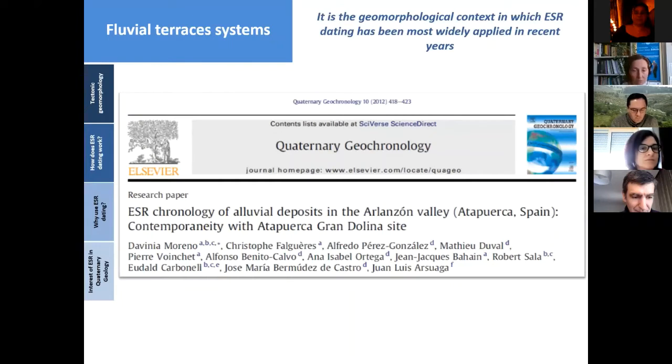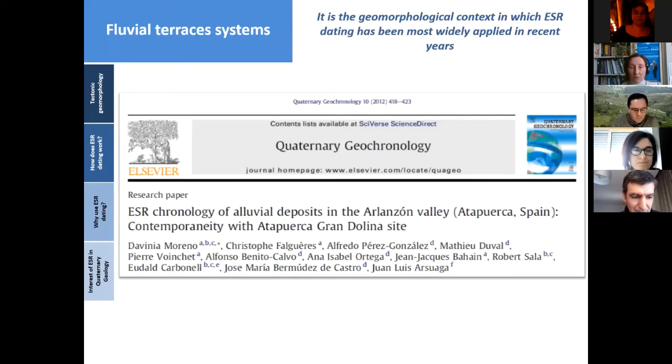For example, I myself applied this dating technique in the Arlanzón River, a tributary of the Duero River in Spain, closely linked with the development of the Atapuerca karst system. For those who don't know the Atapuerca karst system, it is an internationally very famous karst system because of the fossil remains that have been found inside the caves of this karst system. This is a UNESCO World Heritage site, okay?